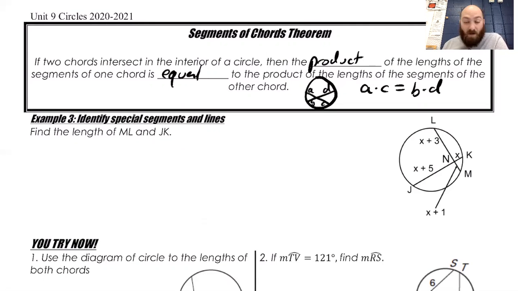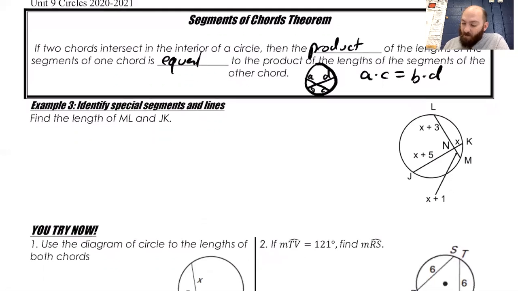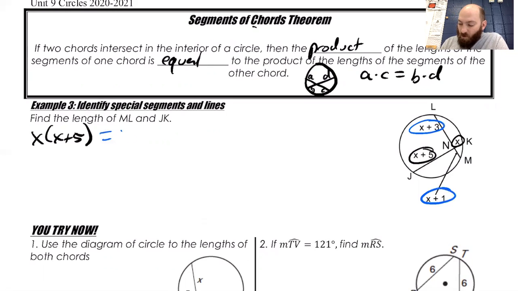So that's what I can apply down here. When I want to find the lengths of ML and JK, well, I've got X and X plus 5 on the same chord, so those are going to be multiplied together there. I also have X plus 3 and X plus 1. So those are going to multiply together. That's my setup.